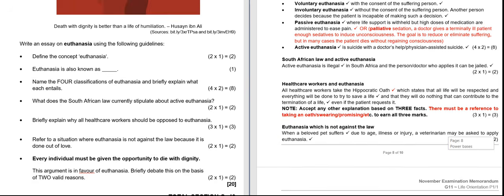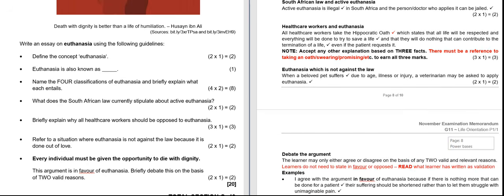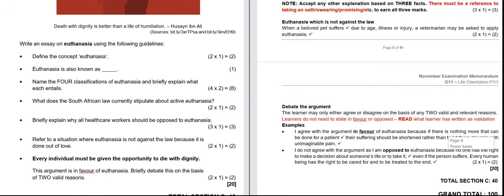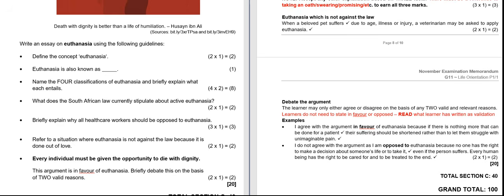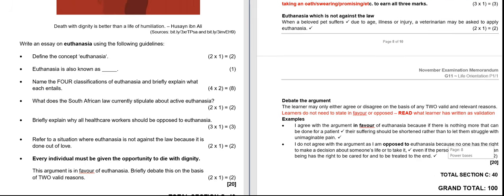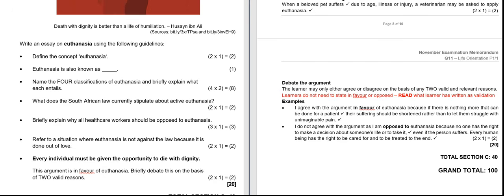So in terms of the continuation, in terms of possible responses, this is the last part that we have with a total of 20 marks. That is question 8. Of course, section C has got a total of 40 marks, and then a grand total, that is total marks for the paper. We have got 100 marks.